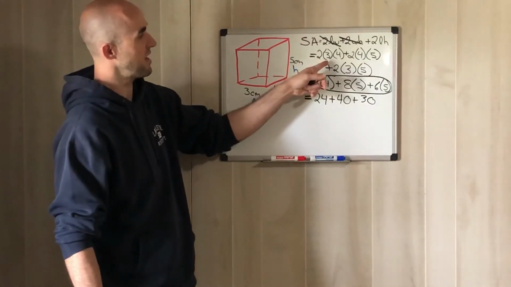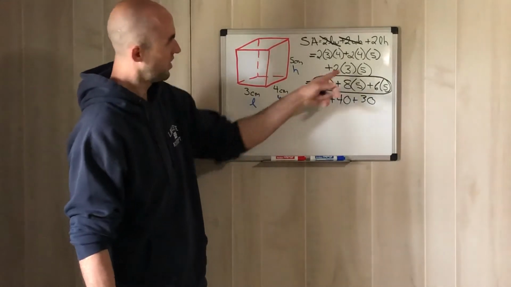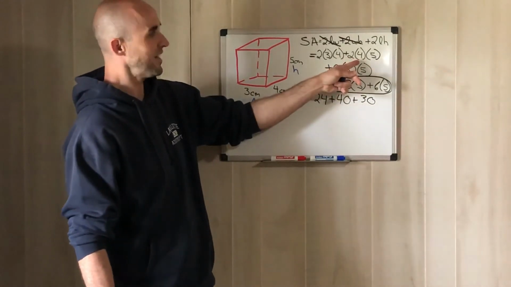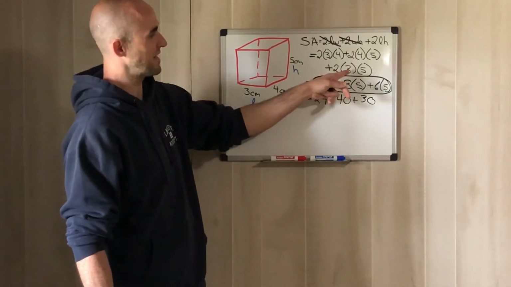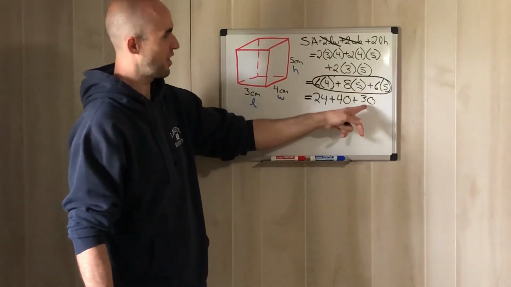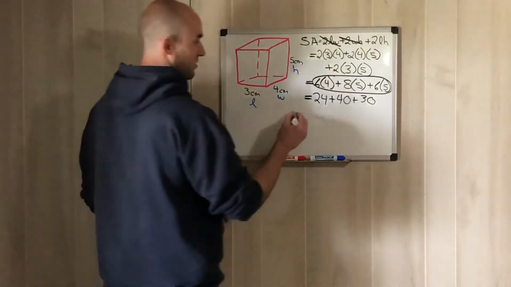Because 2 times 3 is 6. 6 times 4 is 24. We know that 2 times 4 is 8. 8 times 5 is 40. We know that 2 times 3 is 6. 6 times 5 is 30. So if you can do that and just want to go straight to there, you could. It will give you the answer the same way.